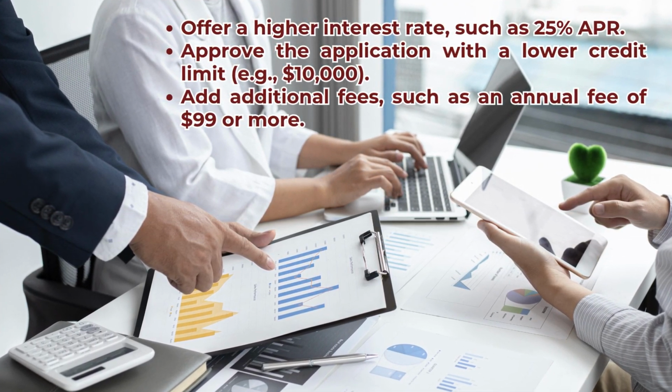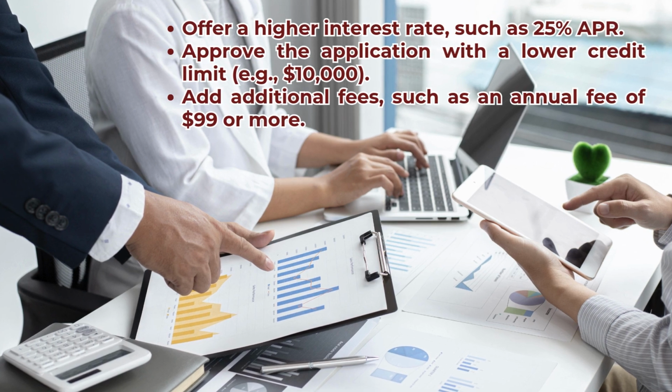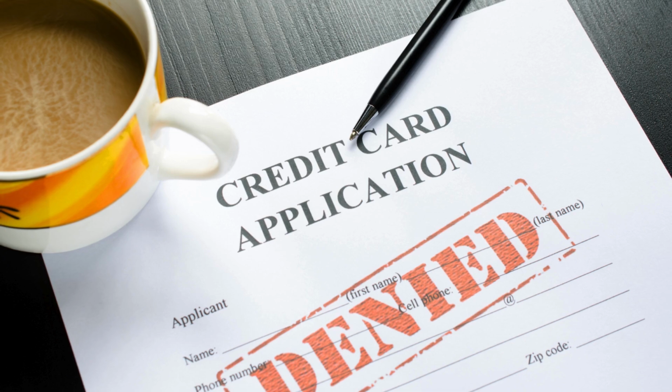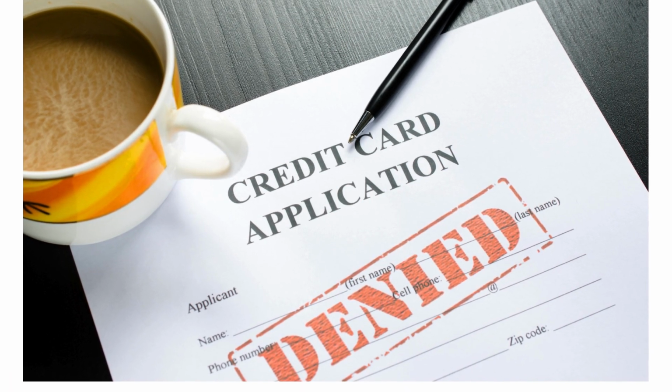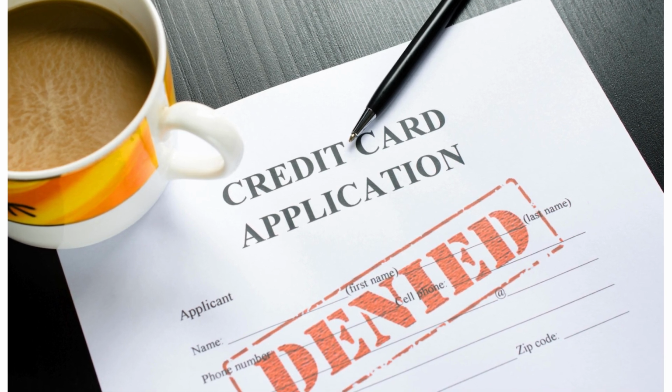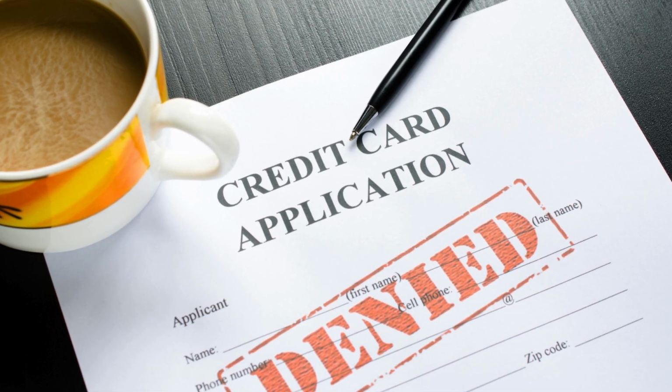Approve the application with a lower credit limit of $10,000. Add additional fees such as an annual fee of $99 or more. In some cases, the lender might deny the application altogether or require the owner to provide additional collateral, such as personal guarantees.